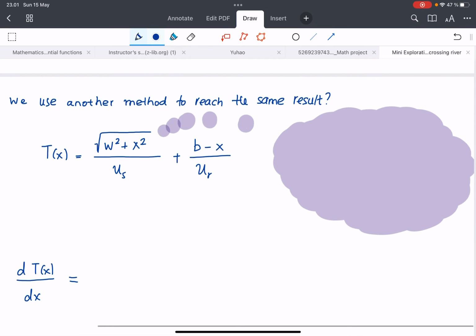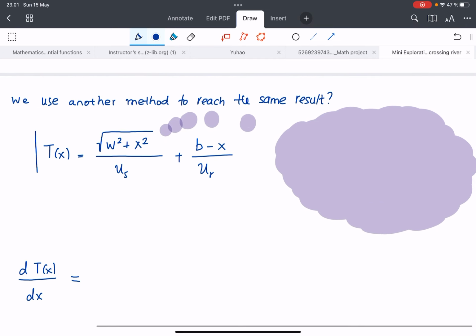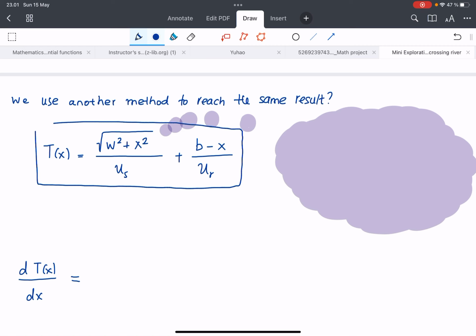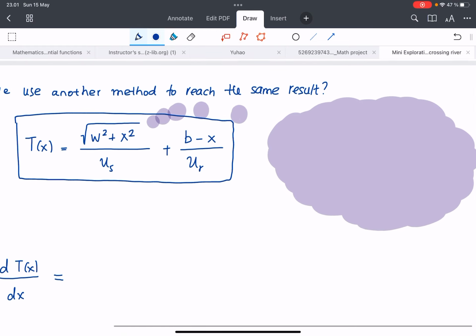Well, we have learned calculus. And if this is the expression of the total time that it takes for the tiger to reach the buffalo, we discussed that when you take the derivative of this expression and set it equal to 0, you will also find either minima or maxima. So here, how can you take the derivative?